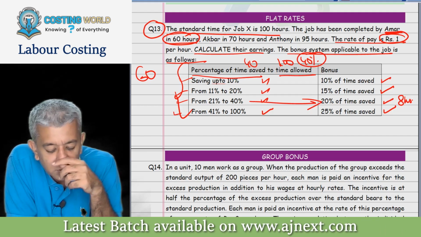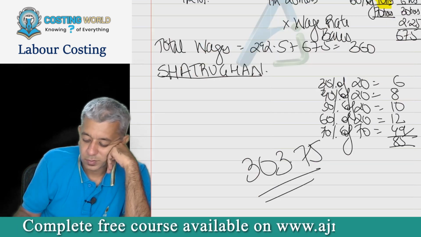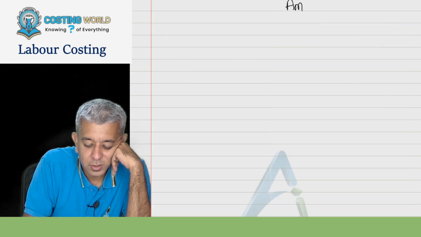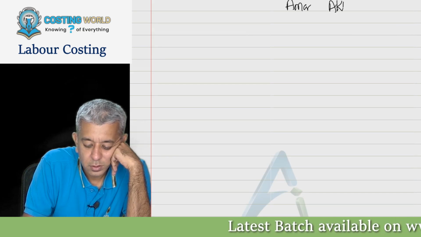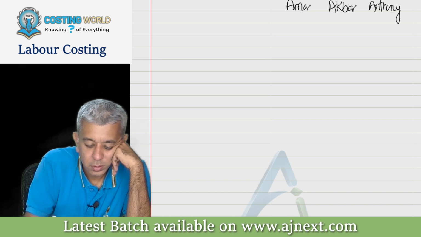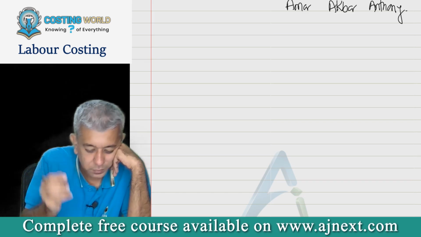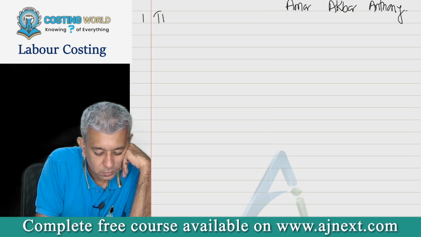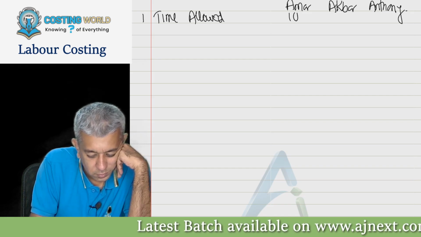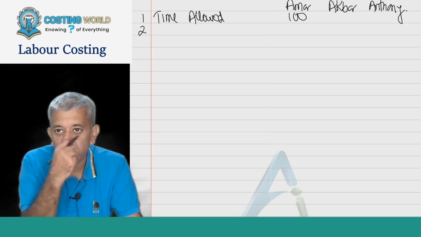You will give the title, please. Give the heading: Calculation of wages of the three workers. Please finish. I'm computing of Amar, you have to be doing of the remaining two guys.